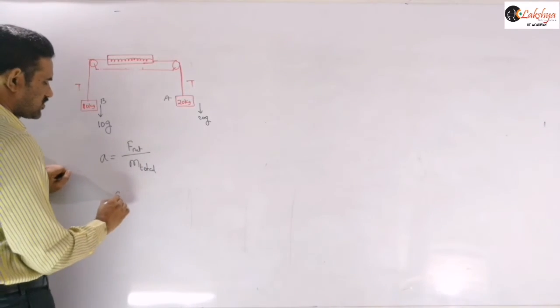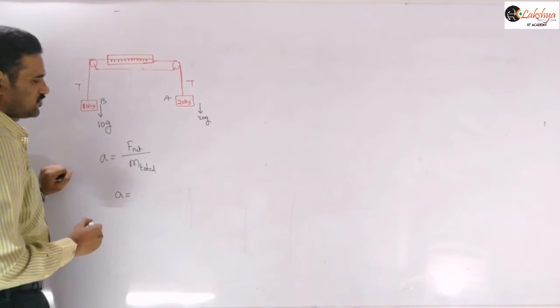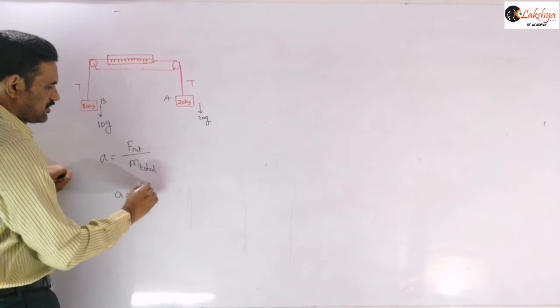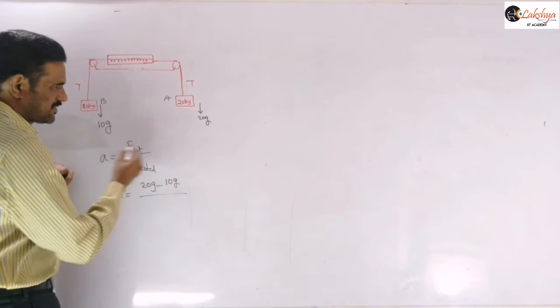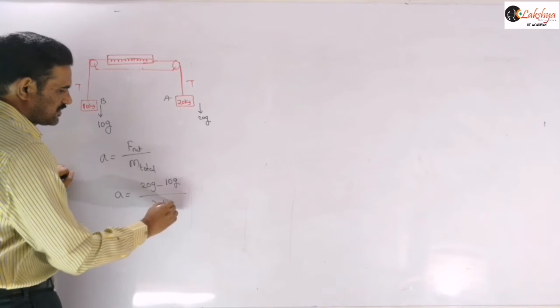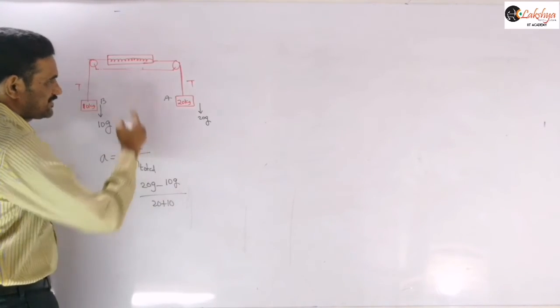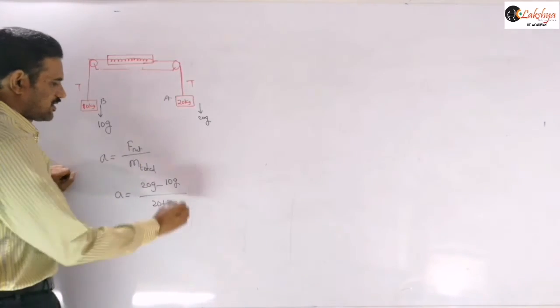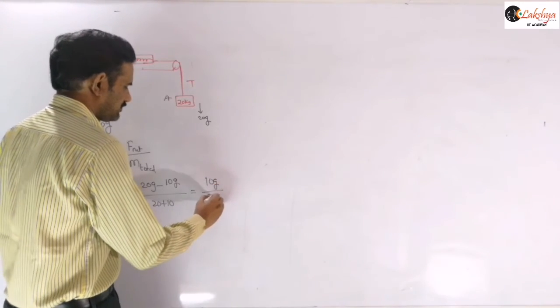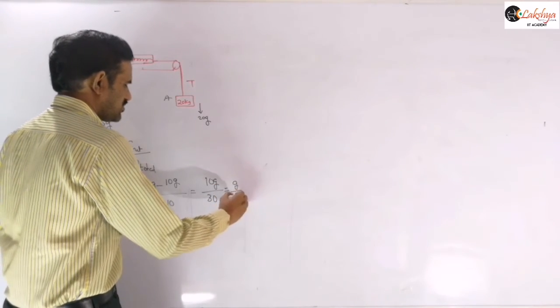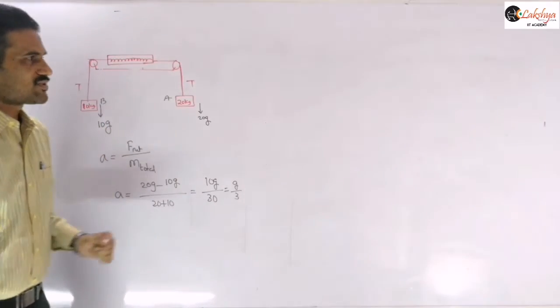Then the remaining calculation I am saying here. The net force is nothing but you can write it as 20g minus 10g, divided by the total mass. Now the total mass is only this 20 plus 10 that we need to consider here, because that spring balance is massless. And so this value is nothing but 10g by 30, which is nothing but g by 3, the acceleration of the system.